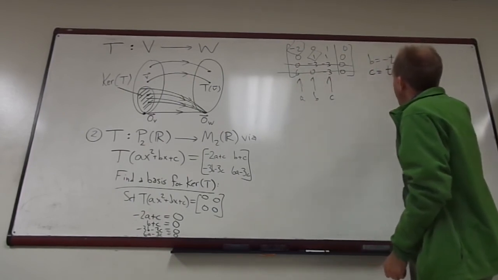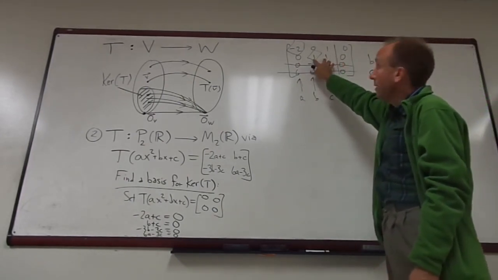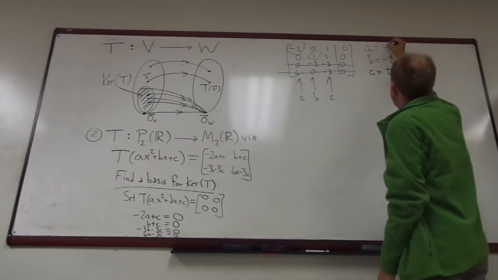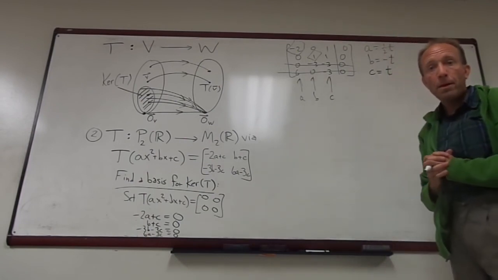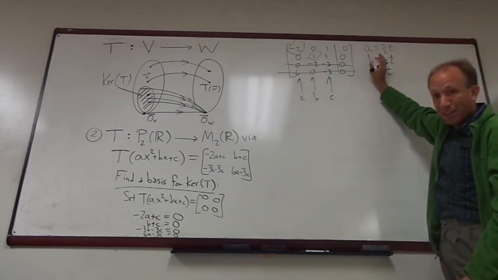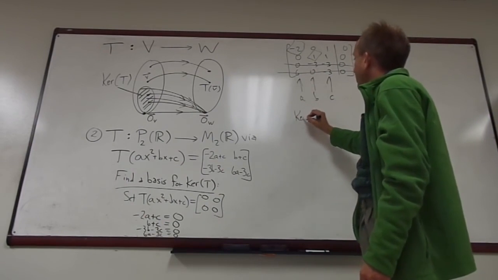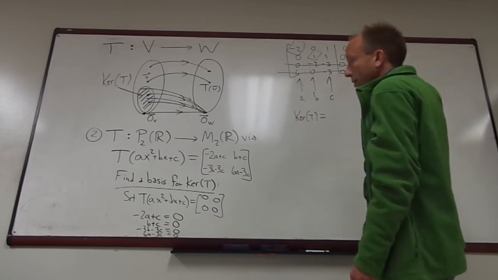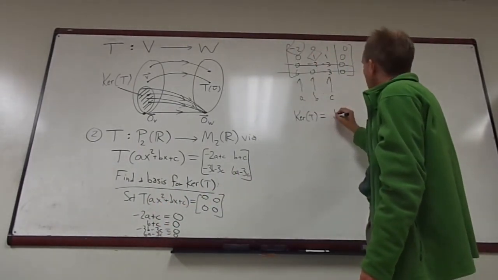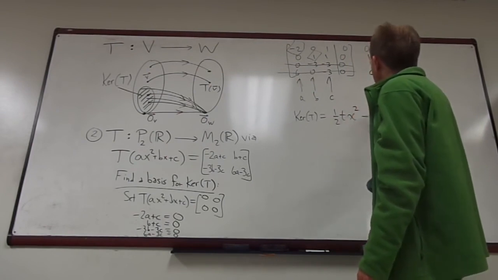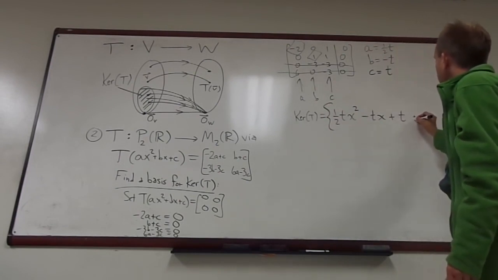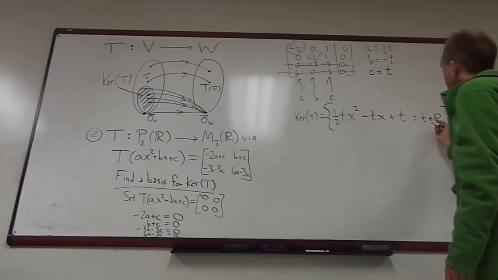b is equal to negative t, just based on the second line. And then a is going to equal, what is it, 1/2 of t? Yeah, I think so. Now we have to be a little careful this time. I don't want to write this as a 3-tuple. Rather, I want to write my kernel of T by putting the a, b, and c into the polynomial. This time I have a quadratic polynomial. So it should be 1/2 t x squared minus tx plus t. So it's the set of all of those expressions where t is my free variable, so it's any real number.